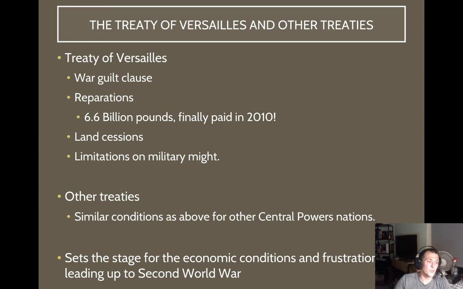So just to reiterate some things, you have the war guilt clause of the Treaty of Versailles. Germany has to accept blame for the war. They're forced to pay reparations, 6.6 billion pounds. Land cessions: they're going to give Alsace-Lorraine and other territories back to the French, and their military is going to be limited. This is more or less humiliating to the Germans. These harsh conditions and a couple others, of course, set the stage for the economic conditions and frustrations leading into the Second World War, and ultimately the rise of the Nazis and Adolf Hitler. And there are other similar conditions for other Central Power nations besides the Germans.